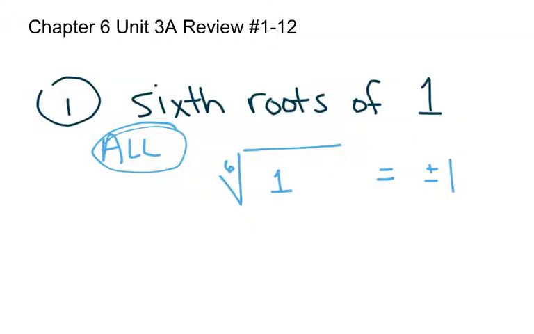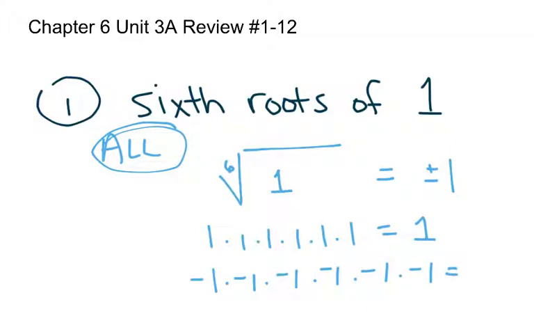The reason is because a sixth root means what number times itself times itself times itself times itself times itself gives you 1. Well, if you multiply 6 ones, you'll get 1. But if you multiply 6 negative ones, you'll also get positive 1.